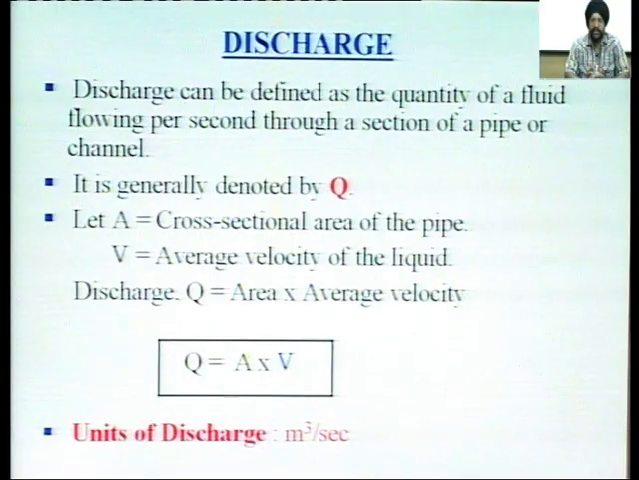Let A be the cross-sectional area of any pipe, and V the average velocity of the liquid. Then discharge can be written as area into average velocity. So Q is equal to A into V. This is the formula for the discharge. As we know, the unit of area is meter square, and that of velocity is meter per second. Multiplying these two units, we get the SI unit of discharge, meter cube per second.